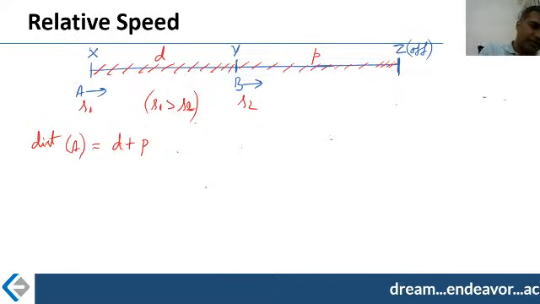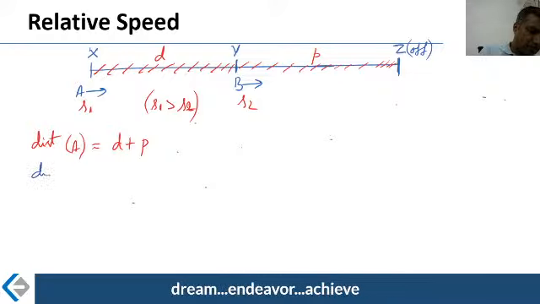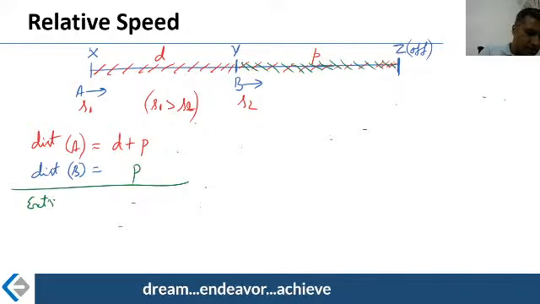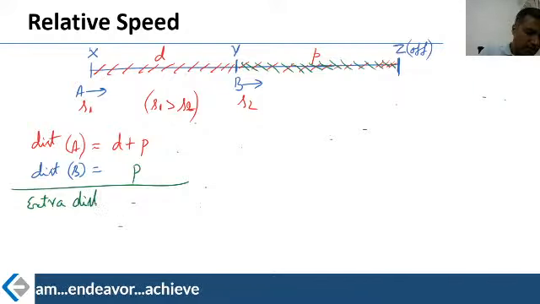Time is constant, isn't it? In the same time, what is the distance traveled by B? He has traveled only a distance of P. Therefore, what is the extra distance traveled? Extra distance traveled by A is D.